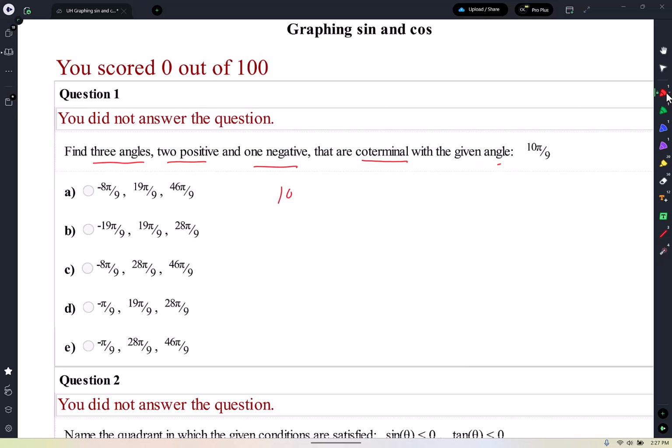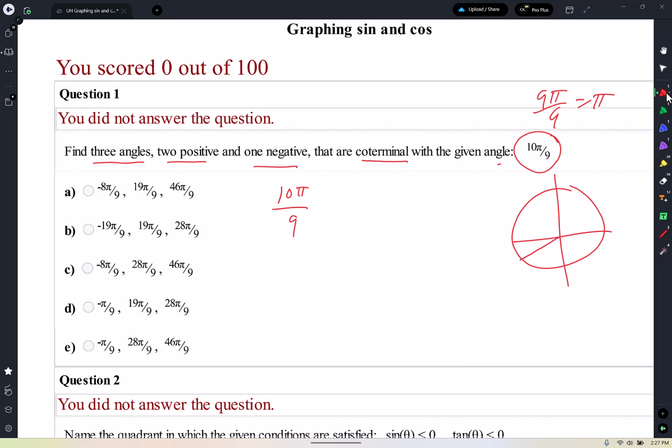Start with 10 pi over 9. Do you remember what coterminal means? It's the same ray as 10 pi over 9. So where is 10 pi over 9 on the unit circle? Notice that 10 pi over 9, if it were 9 pi over 9, that would be pi. So 10 pi over 9 is just a little bit past the pi. It's something like right there.